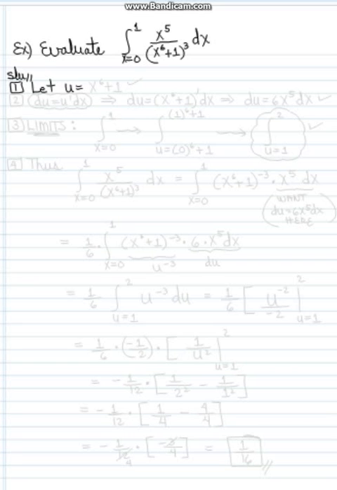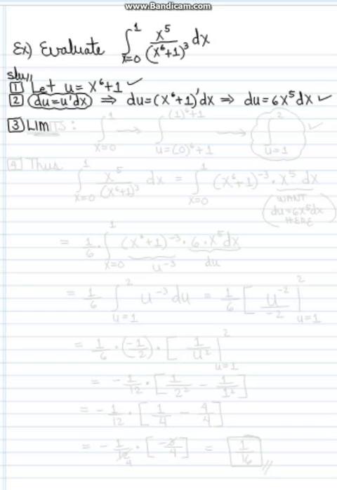Step 1, let u equal x to the 6 plus 1. Step 2, then the differential du is defined as u prime dx. So du is equal to (x to the 6 plus 1) prime dx. So that's du equals 6 times x to the fifth dx.